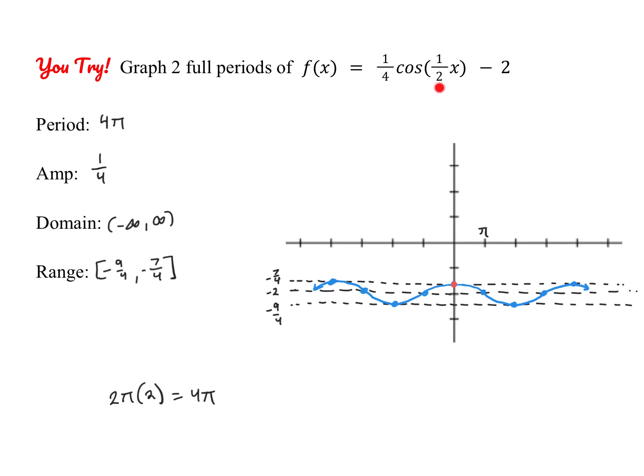Here I see that there is a horizontal stretch by a factor of 2. So our period is stretched from 2 pi to 4 pi. So you can see I scaled my x-axis by pi units. And then cosine starts at the top, and then I just hit my 4 quadrants to complete each period.